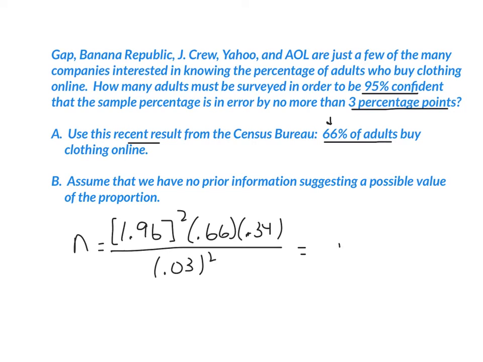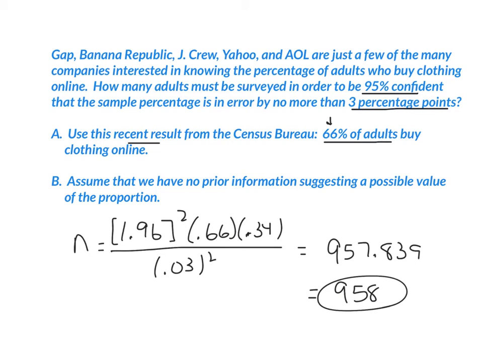That's a lot of stuff to punch in your calculator. I punched it in before I made the video, and I got 957.839. Now, obviously, you can't survey exactly that many people. Remember, we always round up. So we're going to survey 958 people. Right, that's part A.